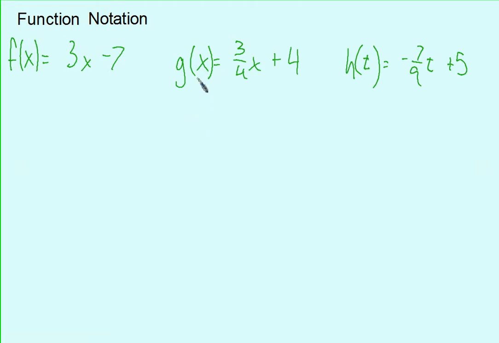Now, don't be mistaken, this does not mean g times x. Well, that's the main thing that people think that it means. It does not mean that. It does not mean g times x. I know that's confusing because g parentheses x typically means g times x, but it doesn't mean that here. Okay, here it just means that g is the name of the function. It's a function of x, meaning that x is the input. Okay, so why would we even do this?